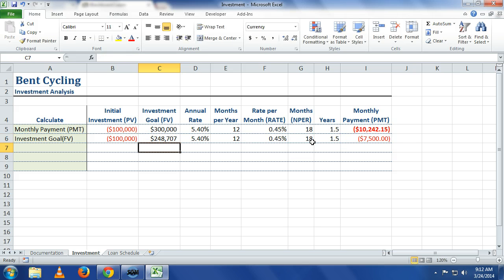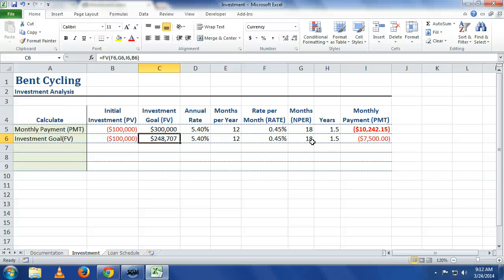I hit enter. Okay, and it tells me that if I start off with 100,000, I invest 7,500 every month for 18 months at a rate of 5.4%, I'll end up with 248,000 at the end. So we're just looking at various scenarios here, okay, and just using different functions to get there.